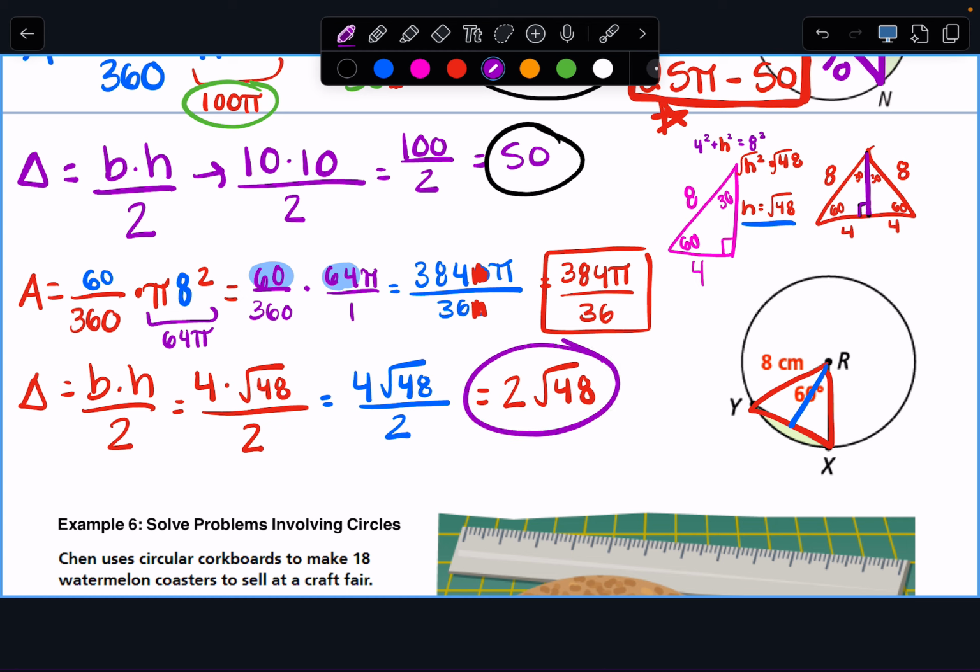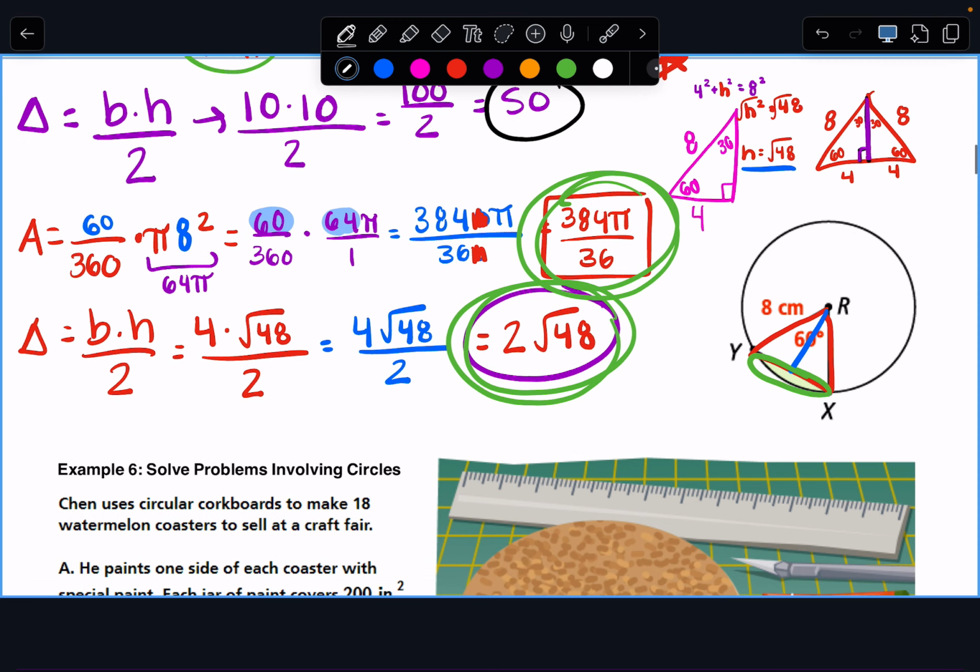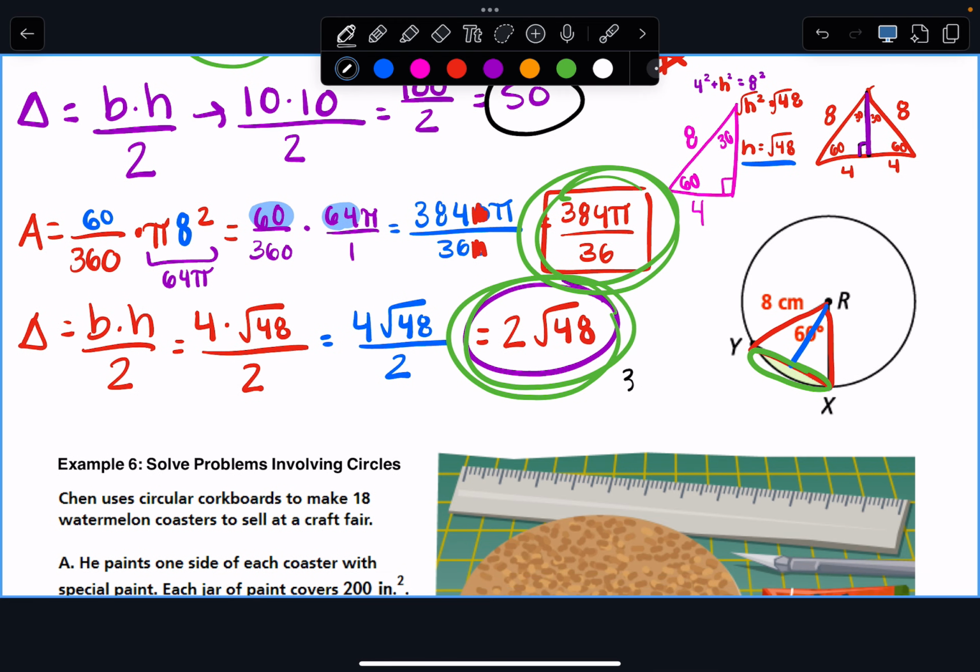All right, that was a lot of work to find the area of the triangle. I will say, guys, that won't happen in every question, but now we know how to handle it. Last step, we're still looking for what's the area of the segment. Well, we have the area of the sector. We have the area of our triangle. Last thing we have to do is put a minus sign in between them, and that is our final answer. All right, this one is going to be a lot, so I'm going to scroll down here a little bit. Here's our final area of our segment. 384 pi over 36. The sector minus the triangle.